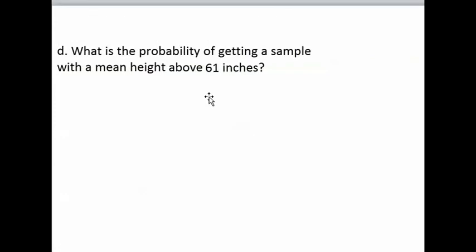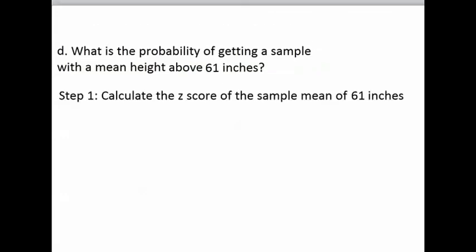Now let's answer this question right here. What's the probability of getting a sample mean above 61 inches? This question is asking, what's the probability that the sample of 9 people will end up having a sample mean above 61? Since this is an above question, it has 3 steps.